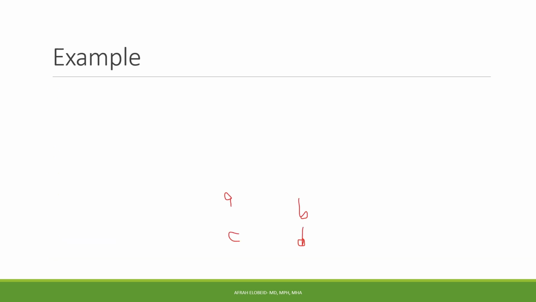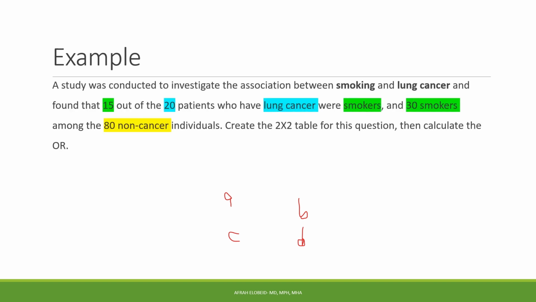So let's go practical and start with an example to understand how to fill the 2 by 2 table and how to calculate, for example, the odds ratio. This example will ask you about the odds ratio. We will start one by one, and we'll do the odds ratio in this presentation.